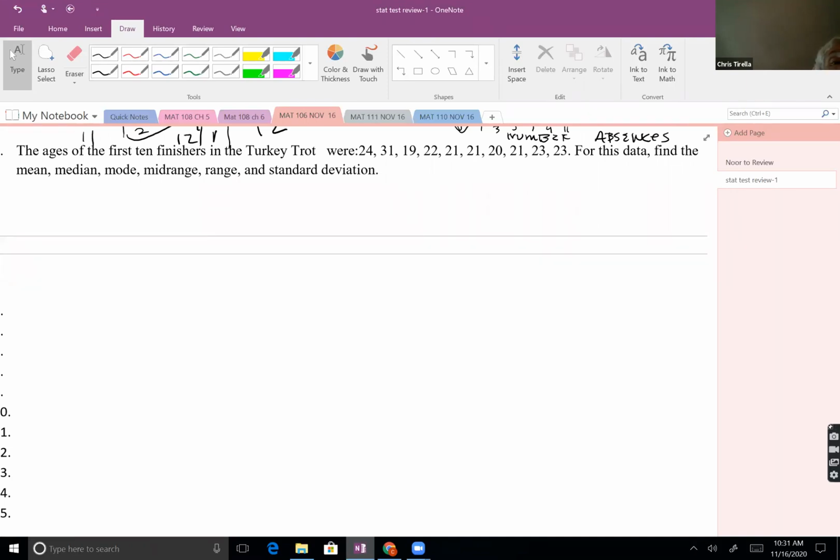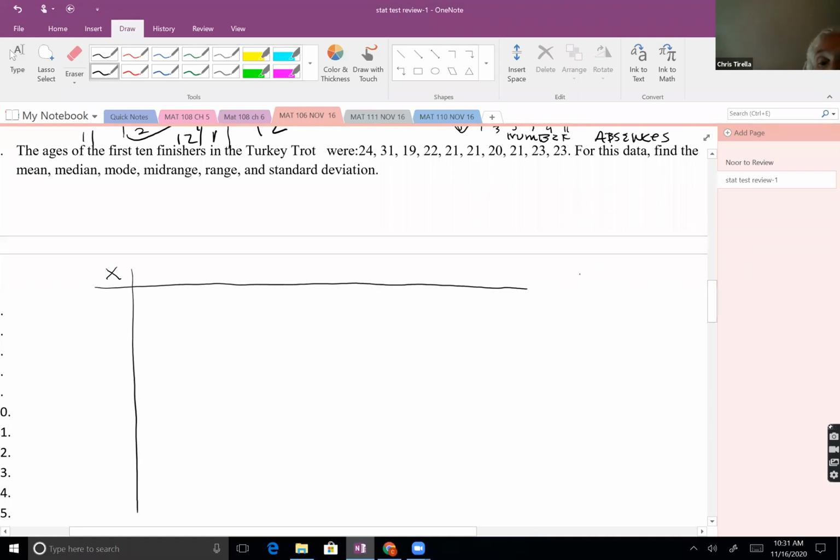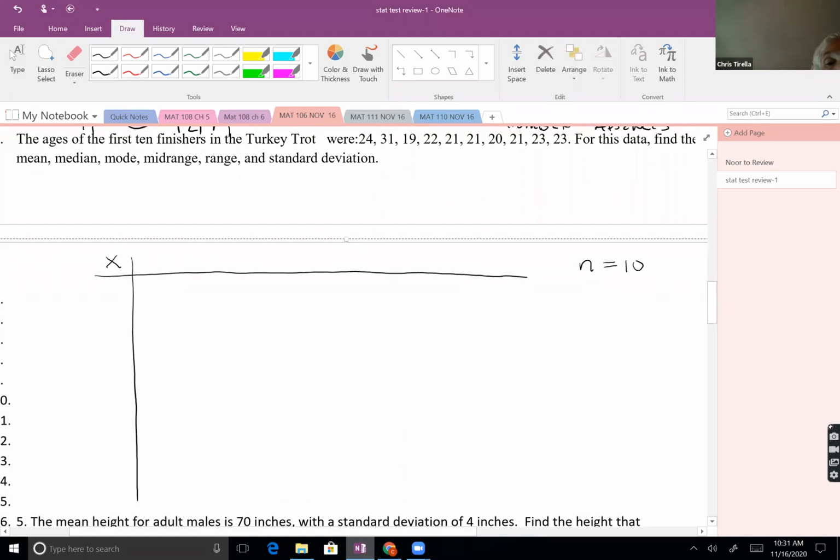But so here we've got data, and we've got a sample size of 10. Should we put the numbers in order, or should we just put them in? We'll just put them in. 24, 31, 19, 22, 21, 21, 20, 21, 23, 23. 1, 2, 3, 4, 5, 6, 7, 8, 9, 10.